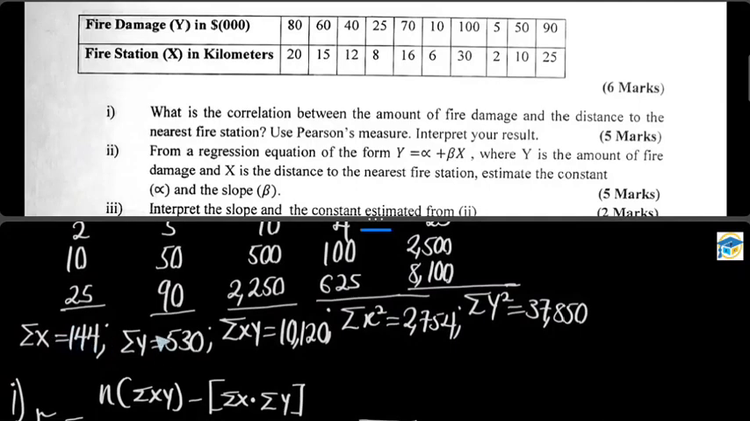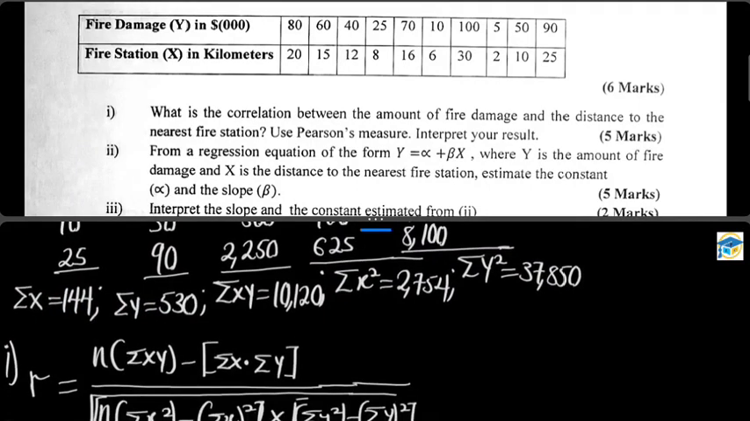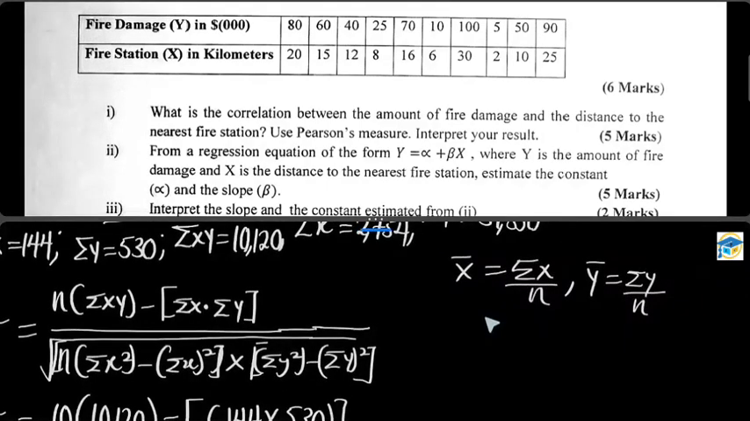Summation s, we already have summation y. So for me to find that, my x bar is going to give me summation x all divided by n. Then same for y, is going to give me summation y divided by N.